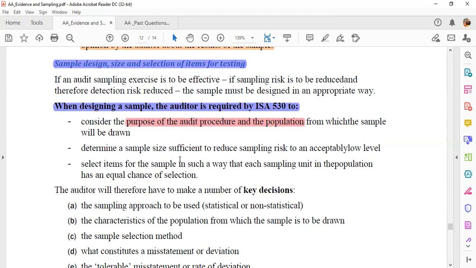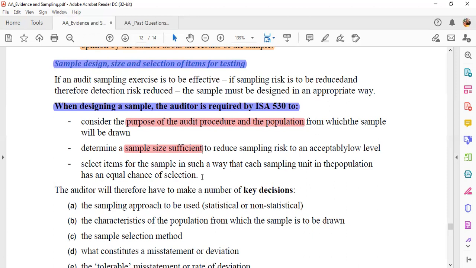Determine the sample size sufficient to reduce the sampling risk to an accepted level. So let's say you have a population of 100. You can do 70, you can do 80, so that the risk will be reduced. Because the only way you can reduce your detection risk is by doing more work, increasing your sample size. So if you want to reduce your detection risk, make sure that you have an effective sample size.